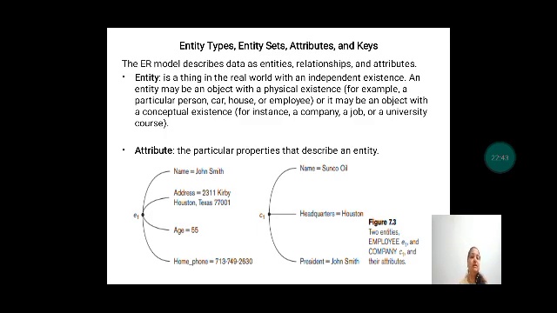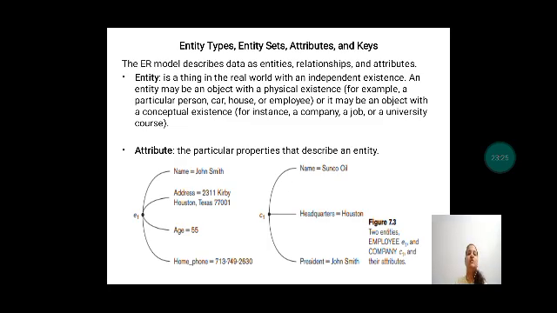Then we came across attributes. What is an attribute? An attribute is a property or a characteristic which describes an entity. If I consider an employee: name, address, age, phone number are all different attributes which describe that particular entity. Similarly, if you take a company, it has a name, Sumco Oil, headquarters, and president. These are three different properties which describe that entity.